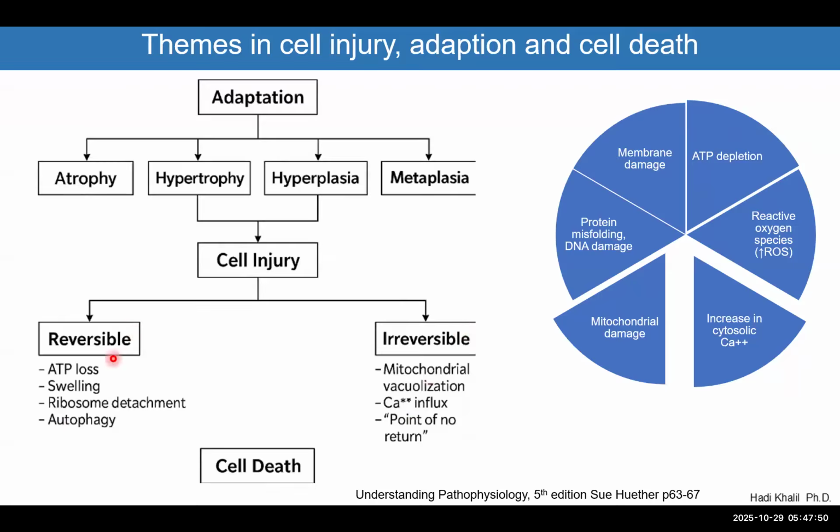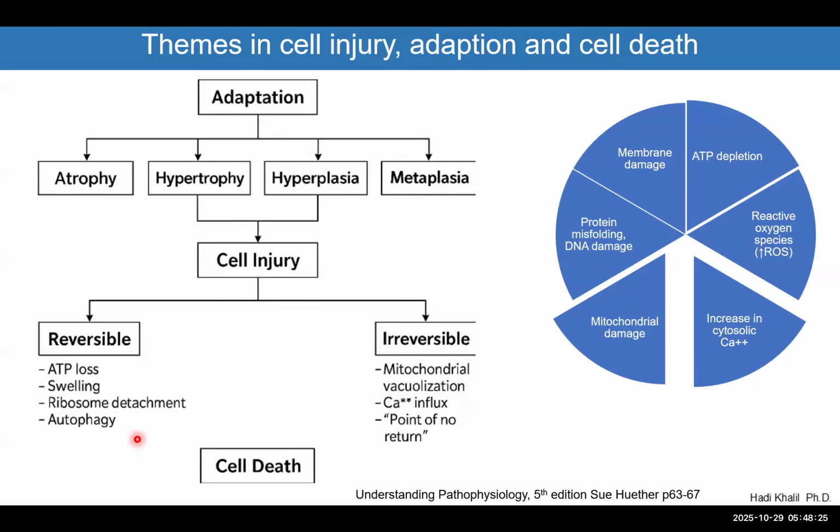The reversible aspect is that if we have a loss of ATP, we will recover that. If the cell is already swelling, then we can get rid of the water. If the ribosomes have detached from the sarcoplasmic reticulum, those will come back and reattach. Autophagy is a part of that because we can get rid of all these components that are damaged.